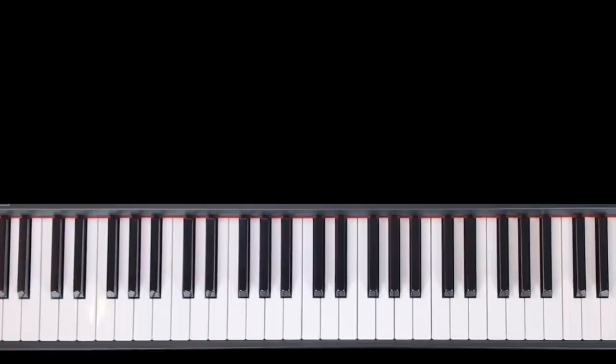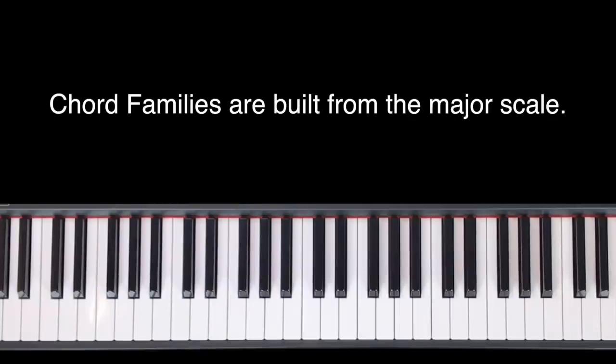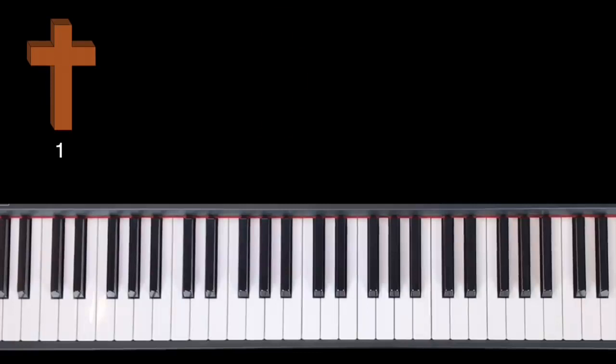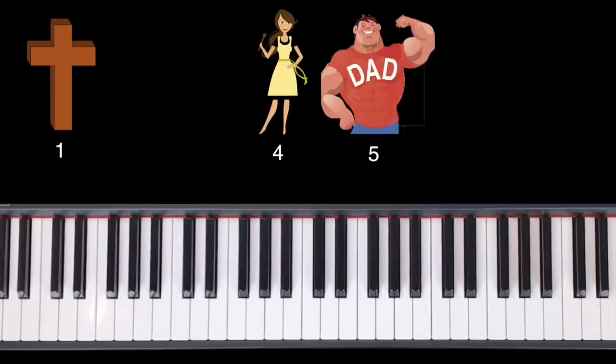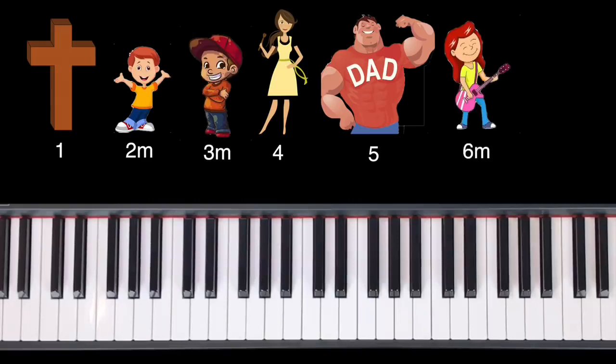For now, just memorize these 4 points. First, chord families are built from the major scale. Second, chords 1, 4, and 5 are major. Third, chords 2, 3, and 6 are minor. And fourthly, chord 7 is diminished. Watch this video every day until you have the gist of the chord family portrait in your mind.